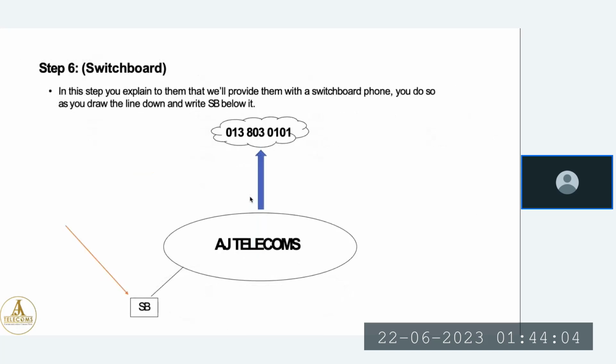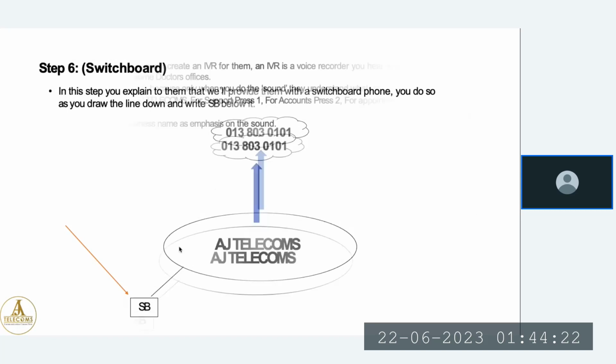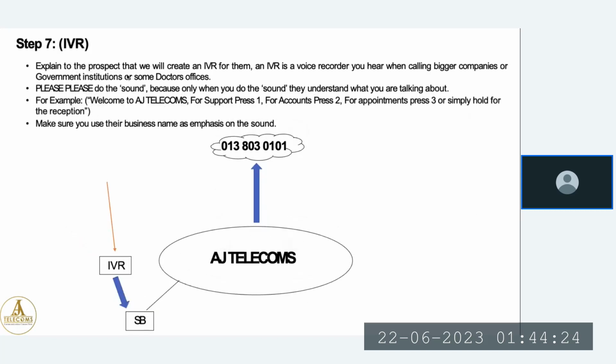I'll move right along. Step 6, it's where you explain the switchboard. So notice how we drew the switchboard at the bottom. So in this step, you explain to them that we'll provide them with the switchboard phone. You do so as you draw the line down and write SB below it. So notice SB at the bottom. Step 7, explain to the prospect that we will create an IVR for them. So an IVR is a voice recorder you hear when calling bigger companies or government institutions or some doctor's offices. So please, please do the sound, guys, because only when you do the sound, they understand what you're talking about.